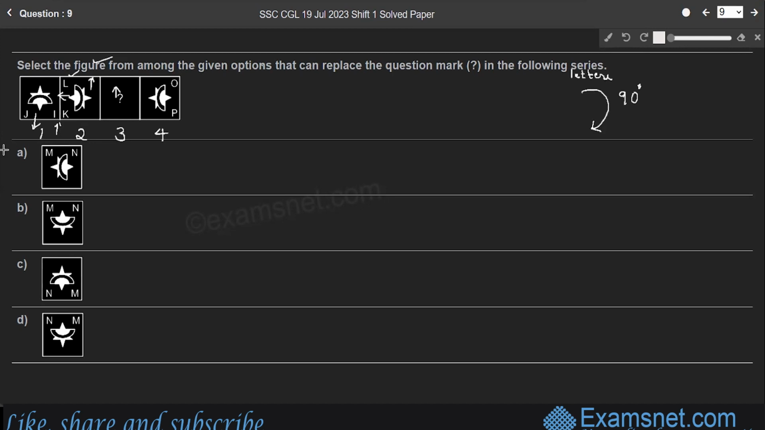Therefore, look at option B, where the letters are M and N on either side of the figure, and figure is facing upwards, right? So option B is the third figure in the given series.